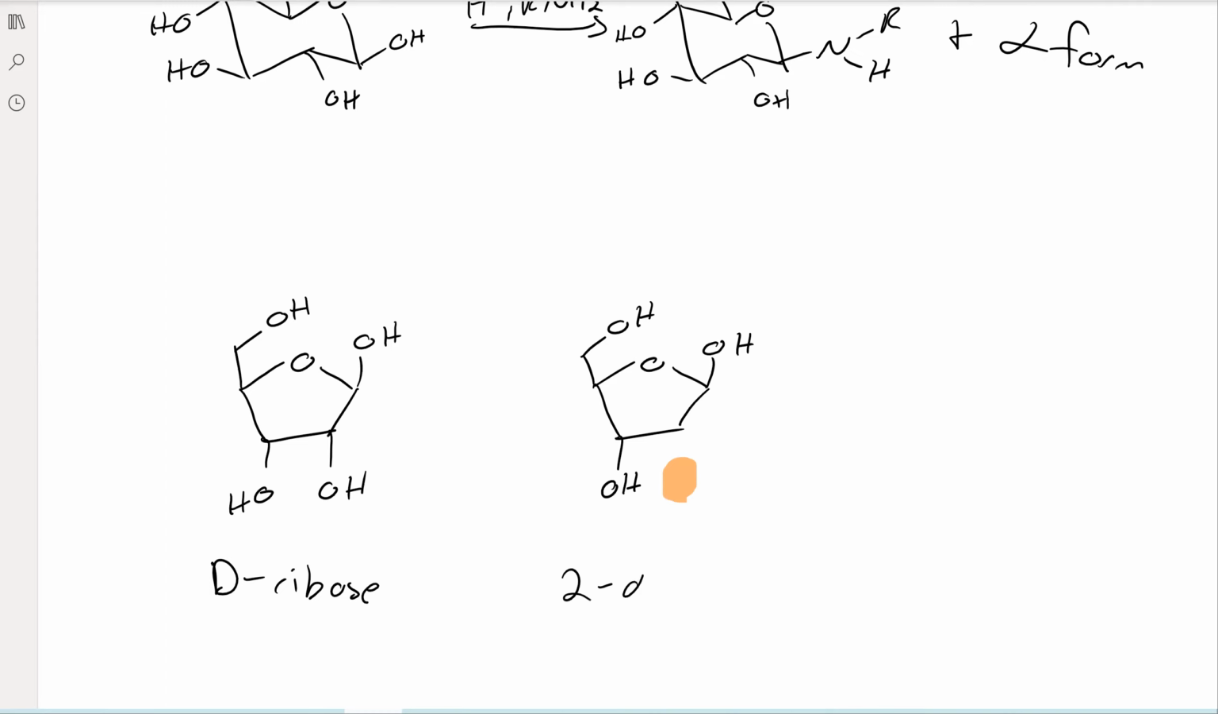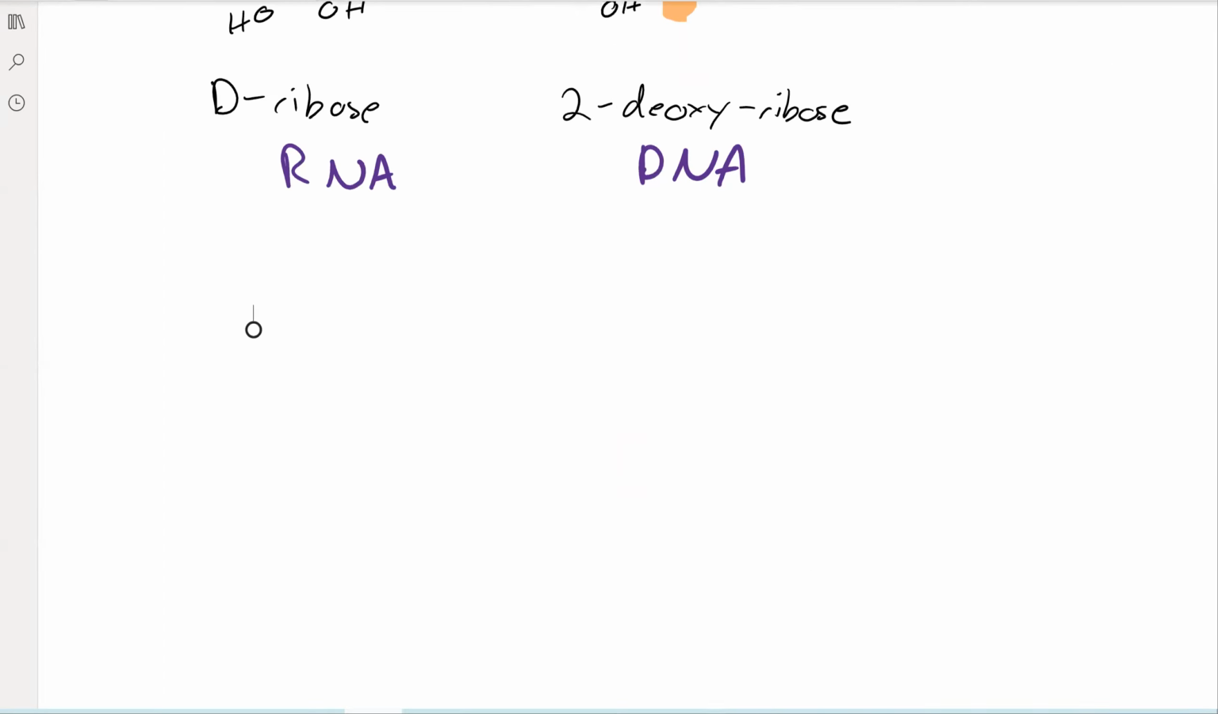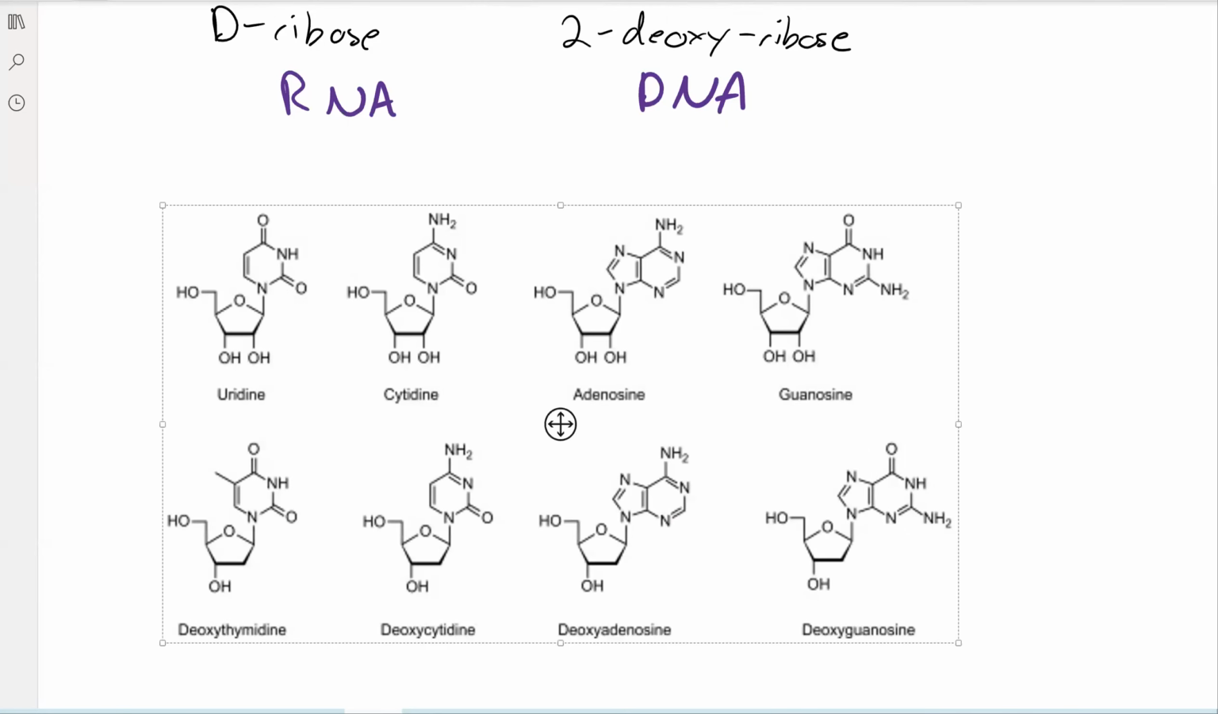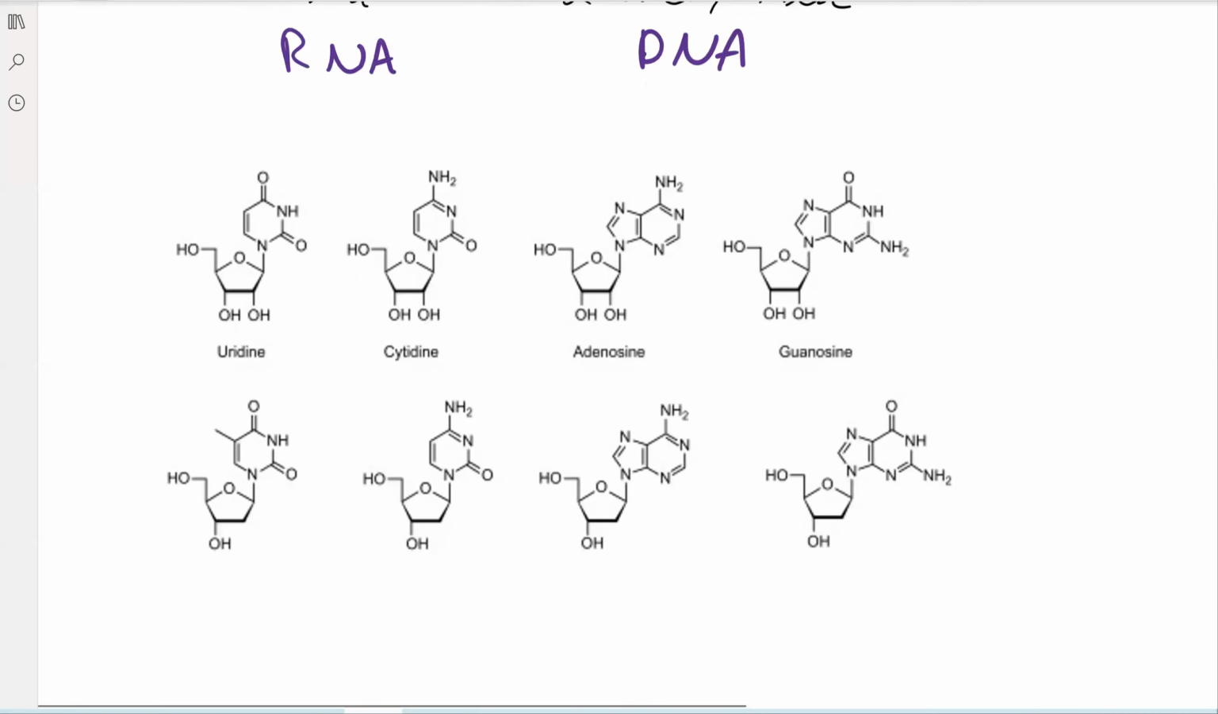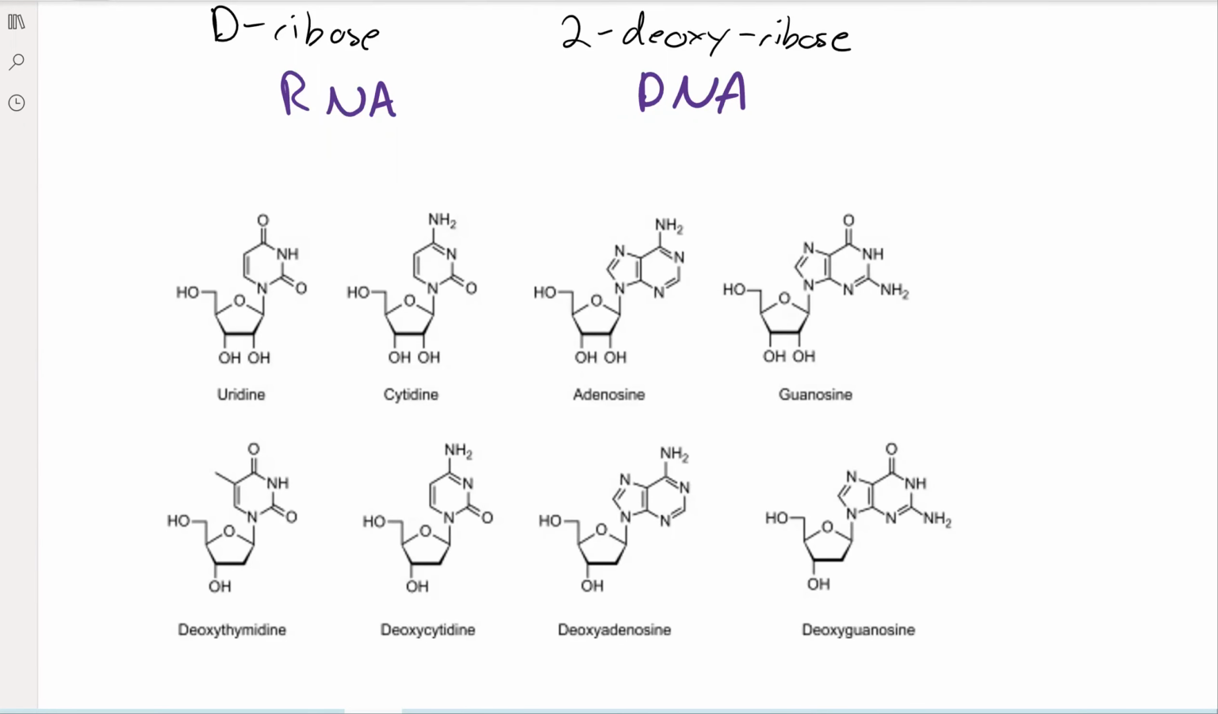So this is 2-deoxyribose, right? And if you're thinking, that might sound a little bit familiar, these are the sugars that are found in RNA and then in your DNA, right? So these glycosidic bonds are also useful because they are found in our DNA. So there's your nucleosides right there.